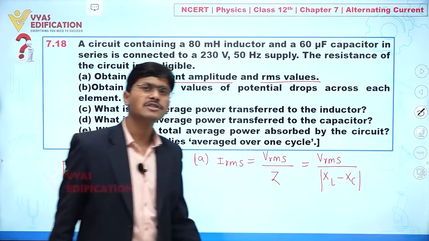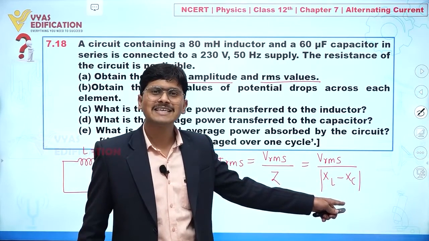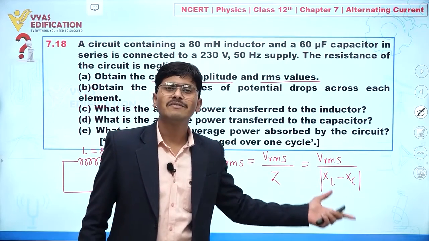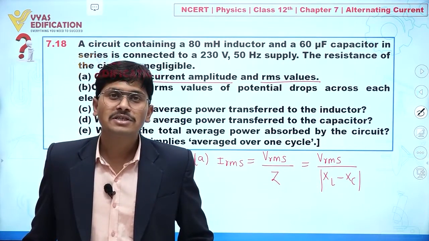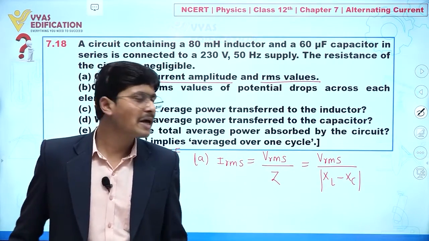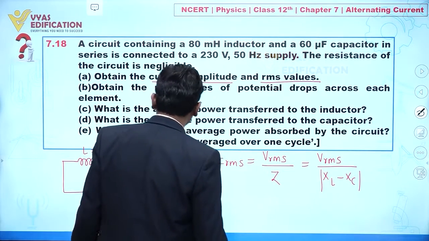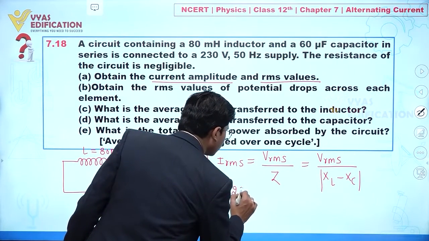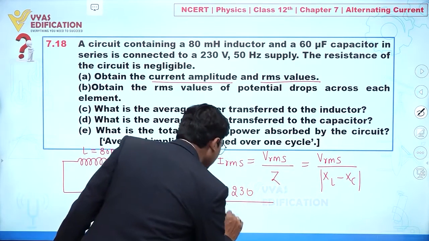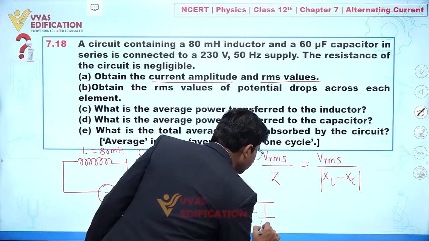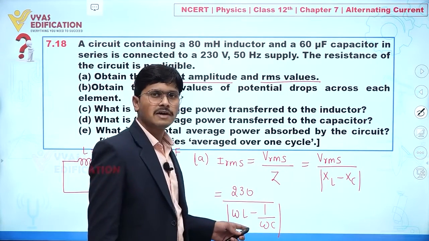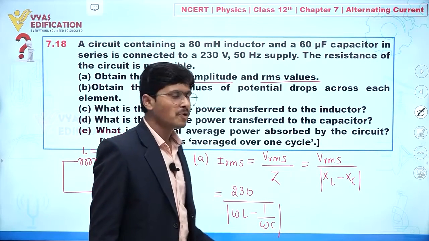Why am I writing it like this? Because this is impedance, and we have inductive reactance and capacitive reactance. Inductive reactance and capacitive reactance are in opposite phase. That's why I am writing XL minus XC. Clear? So the value of VRMS is given to you as 230, divided by XL minus XC, which is omega L minus 1 upon omega C.